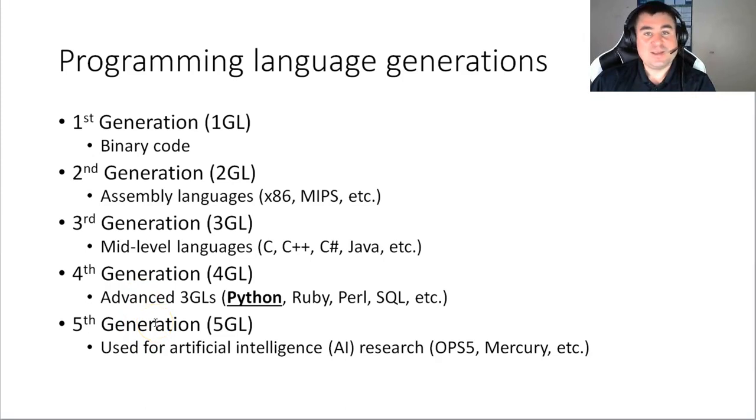And finally, the fifth generation, which is extremely advanced, and that is very close to English. And this kind of programming language is what artificial intelligence research is all about. Some of it is OPS5, Mercury, and many others. So this is what's called natural language programming, and it is incredibly advanced.